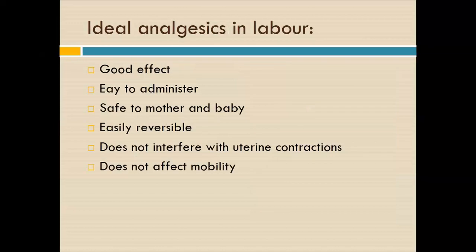The ideal analgesia in labor should have a good effect, that's to say efficient to decrease pain; be easy to administer so it can be given by the paramedical staff and doesn't need a specialist; be safe to the mother and the baby, as I should take into consideration that I'm dealing with a pregnant lady and her fetus in utero; be easily reversible, not take that much long time, and not interfere with uterine contraction. I don't want to use any medication that will decrease uterine contraction and hence delay the process of labor.